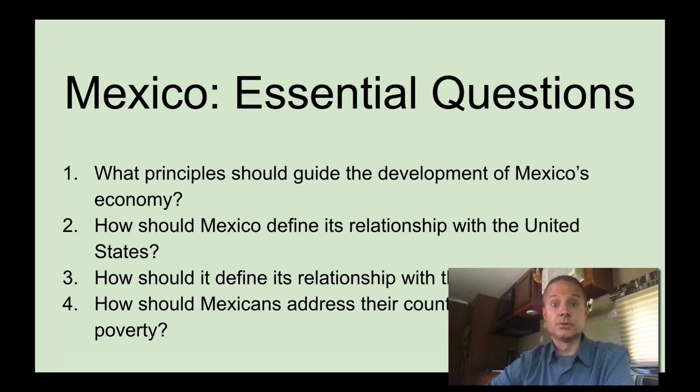The essential questions we will be looking at with the Mexico unit are: what principles should guide the development of Mexico's economy? How should Mexico define its relationship with the United States? How should it define its relationship with the rest of the world? And how should Mexicans address their country's inequality and poverty? So we're looking at modern Mexico, but we got to start with its past.